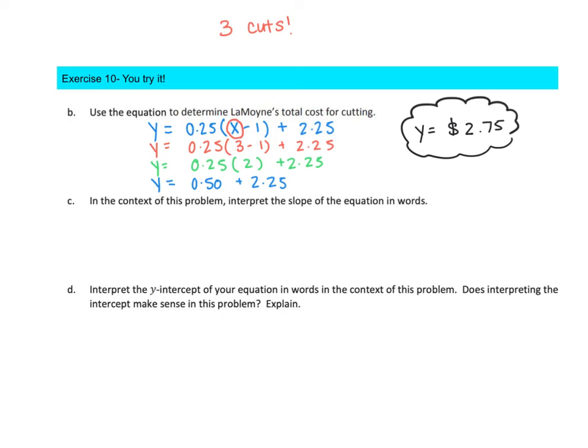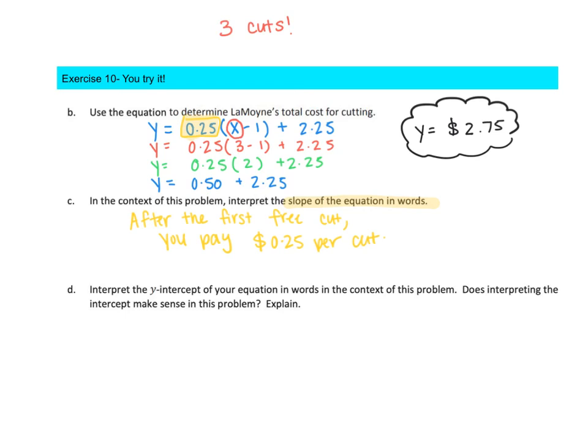Next one, it says, in the context of the problem, interpret the slope in words. So what is the slope of this? Well, look at your equation. It's this value right here, highlighted up here in yellow, and explain to me what that means. I'll give you a second to do that. What does that 0.25 actually mean in the context of this problem? All right, you'll see what I've written down here. Basically, that slope means that after the first free cut, you're going to pay 25 cents for every other cut.